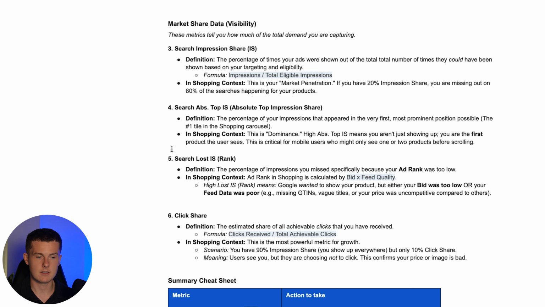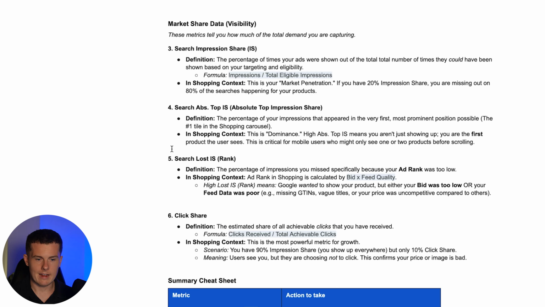And I'll get into search lost IS rank in a moment, but jumping into search absolute top IS, this is the absolute top impression share, the percentage of your impressions that appeared in the very first, most prominent possible number one tile in the shopping carousel. So if you are seeing a really high search absolute top IS, then you are dominating. Now, there's often a case to be made that you don't always necessarily need to be in that very first place, but if you're there, you're putting yourself in a really strong position. You are essentially in the shop window.